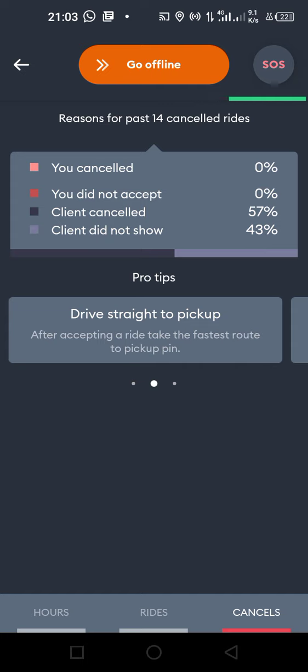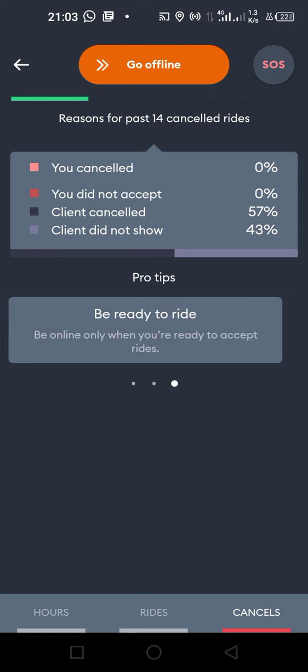Pro trip tips: some tips that can help you maintain a good cancellation rate. Call before you cancel. Calling a passenger is very important and useful, because sometimes the map might be lying or may deceive you. When you call them, they will direct you. Your client might be waiting for you around the corner. So when you call, they will actually show you where they are.